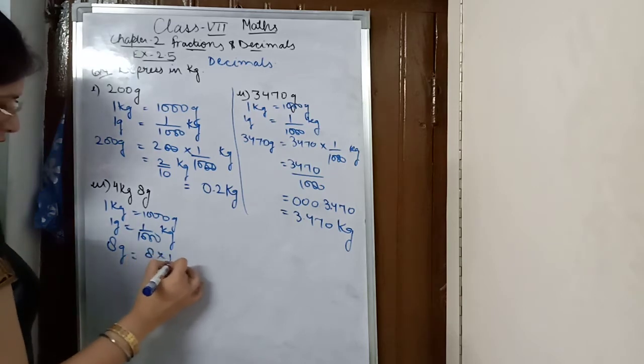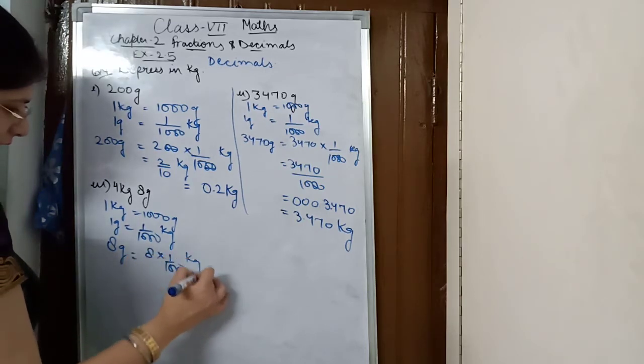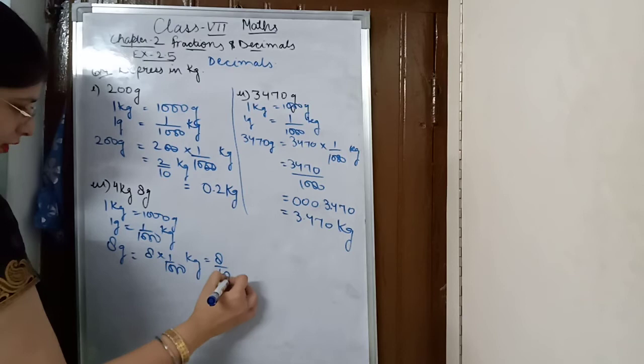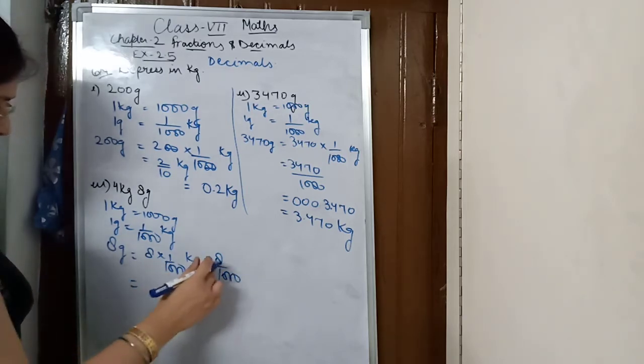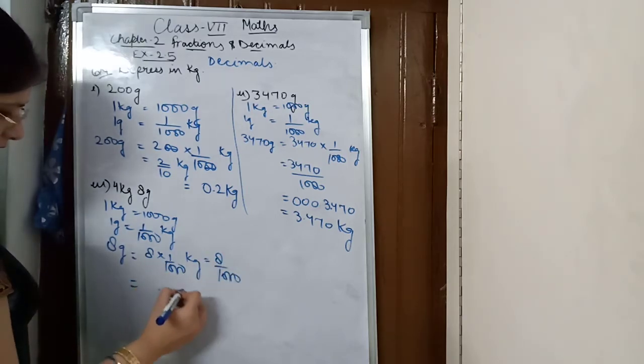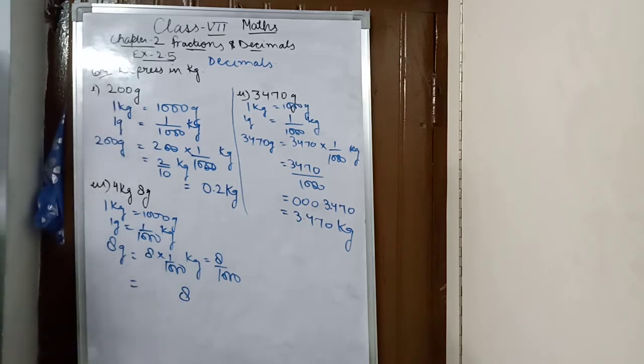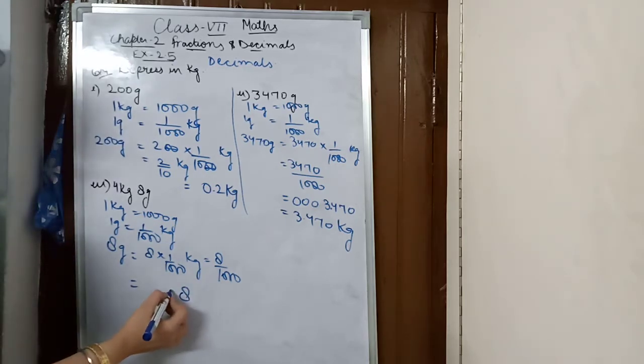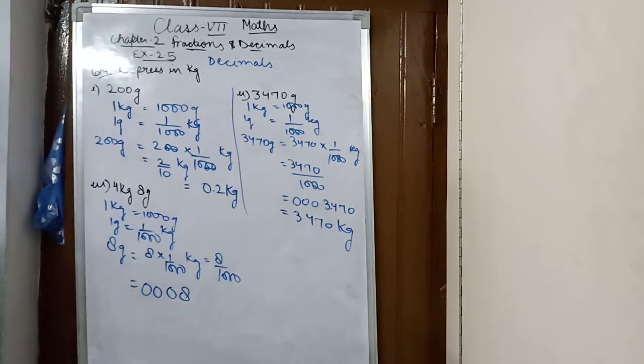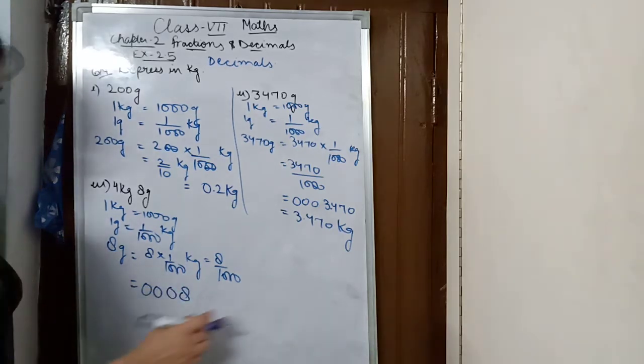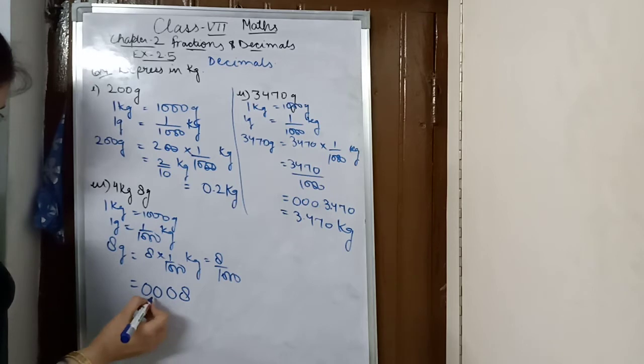8 into 1 upon 1000, we will get 8 upon 1000. So how do we write this? 8 upon 1000. Leaving some space, we will write 8. How many zeros are there? 3 zeros. So we will write 1, 2 and 3 zeros. If 3 zeros are there, we will put the decimal before 3 digits, counting from the right side, 1, 2 and 3 here.